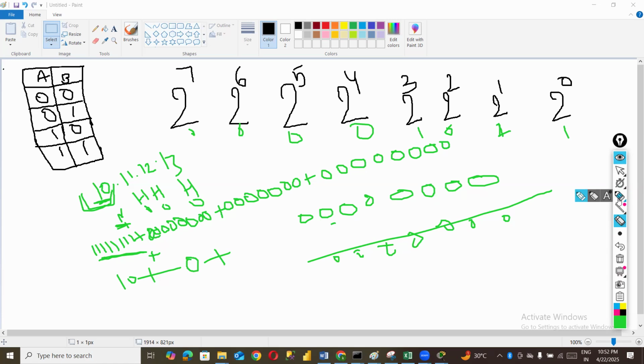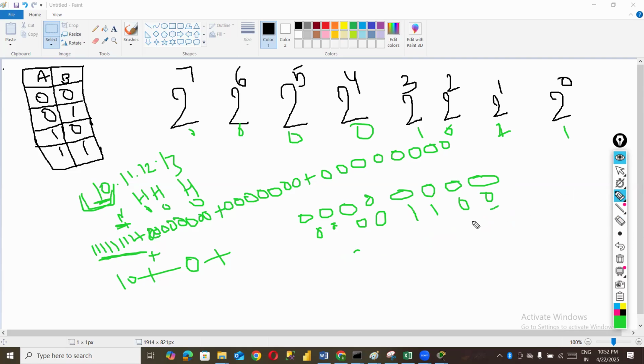So what is the combination for 12? Double 1, double 0, right? So double 0, double 0, 1, 1, double 0, right? Same again, double 0, double 0. Okay. Then 8 plus 4, 12. 1, 1 and 0, 0. Now you can perform the AND logic. What is the value? 0, 0, 0, 0. All are 0, 0. Same for 13, right?